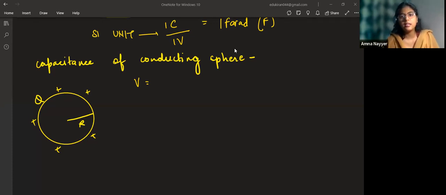Good, Austin. Anyone else? Shahid. Very good, Shahid. KQ by R. Good. See, for a point charge or for a sphere, we use this formula. Even if you have a sphere or you have a point charge, you'll use the same formula, KQ by R. Fine. Now, class, I'll expand K.